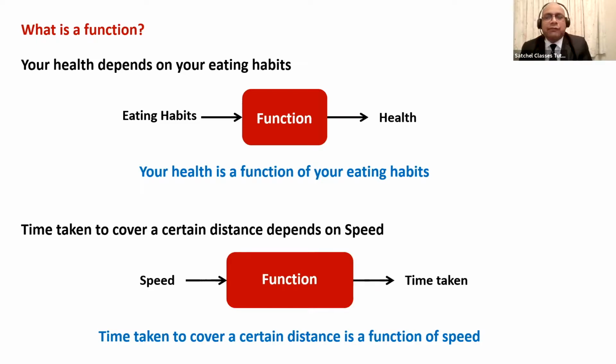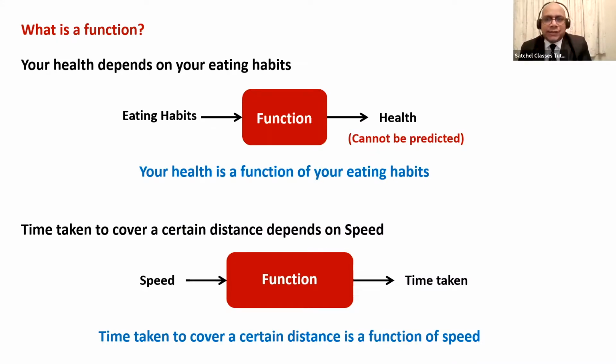For example, in the first case, where we say health is a function of eating habits, we imply that health depends on your eating habit. Likewise, in the second case, because time is a function of speed, we imply that the amount of time taken depends on the speed. But how are the two examples different? In the first example, there's not a specific or a direct relationship between the eating habits and health because it's affected by a lot of other factors. And hence, you cannot really predict your health depending on what you eat.